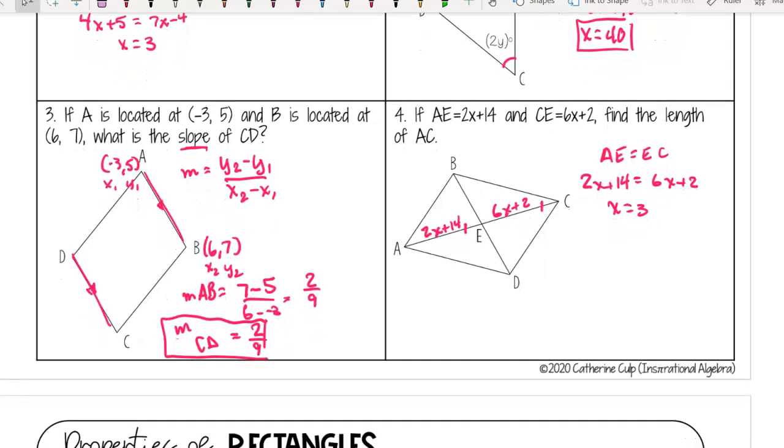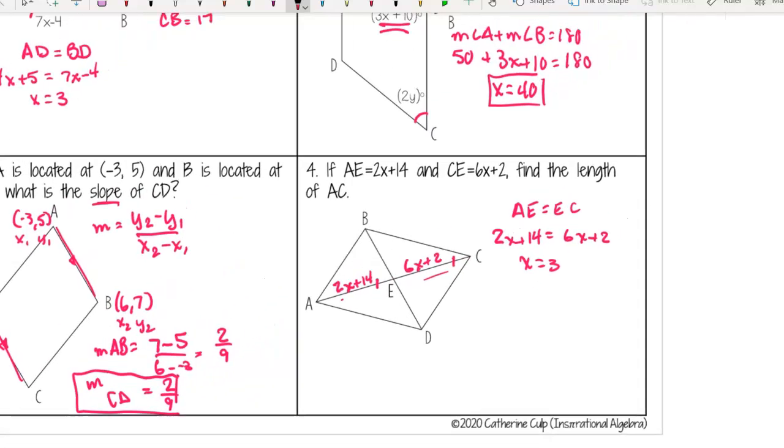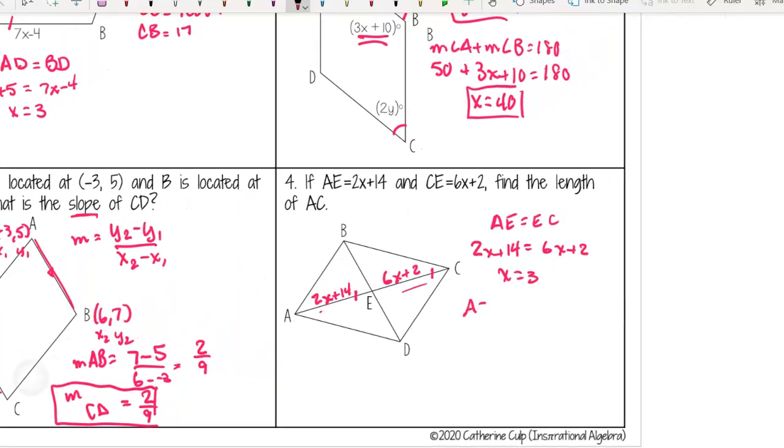But then it asks us to find AC. Well, AC is just going to be the sum of these two together. So if I find AE, it equals 2 times 3 plus 14, that equals 20. And so then, since this is 20 and this is 20, AC equals 40. Or CA.